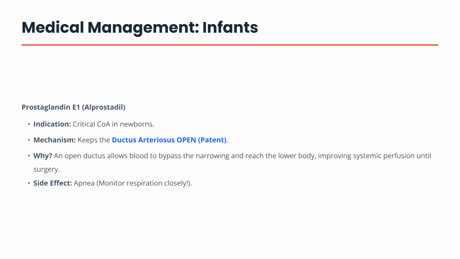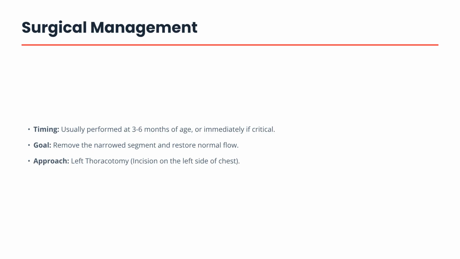A key side effect is apnea, requiring close respiratory monitoring. Surgical repair is usually performed at 3 to 6 months of age. The goal is to remove the narrowed segment and restore normal blood flow. The common surgical approach is a left thoracotomy, an incision on the left side of the chest.